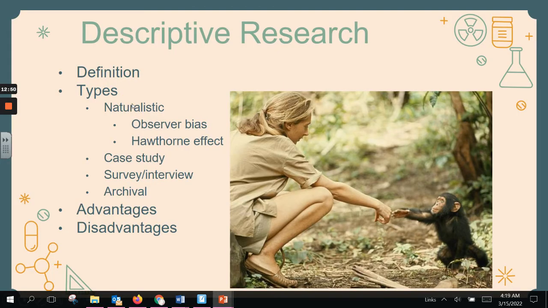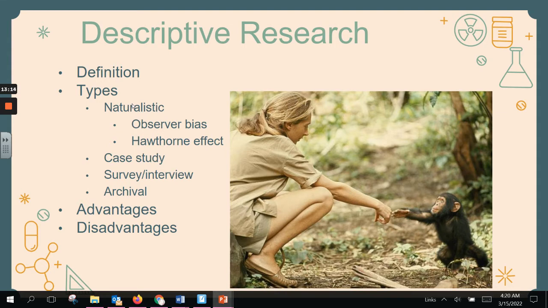So let's talk about descriptive research. Descriptive research systematically observes and records behavior and mental processes without manipulating variables. Because we do not manipulate variables, we cannot establish a cause and effect relationship. And there's a couple of different types of descriptive research.